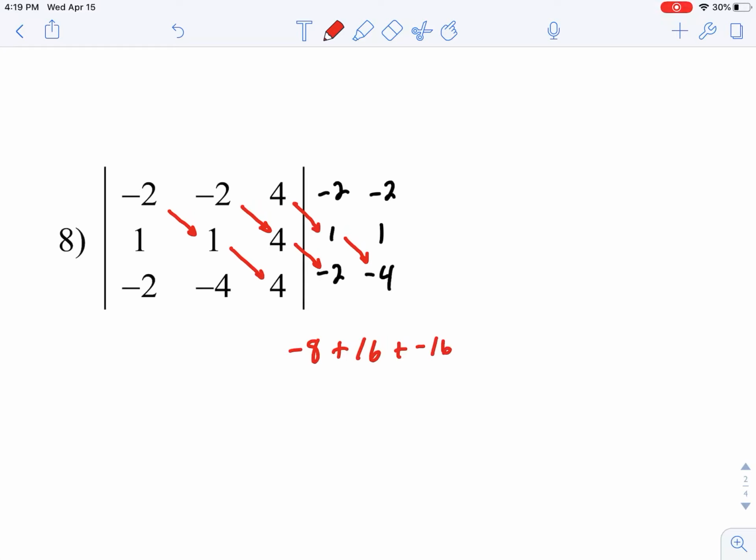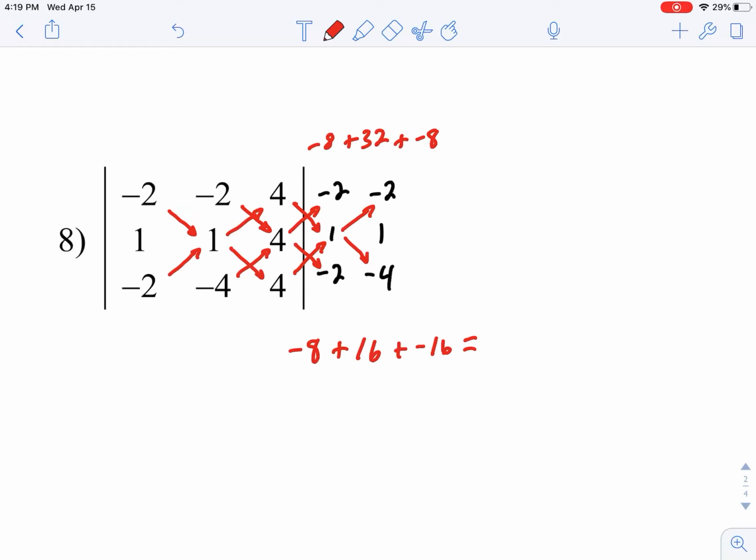Then the upward diagonal. Negative 2 times 1 is negative 2. Negative 2 times 4 is negative 8. Negative 4 times 4 is negative 16. Times negative 2 is positive 32. 4 times 1 is 4. 4 times negative 2 is negative 8, so plus negative 8.